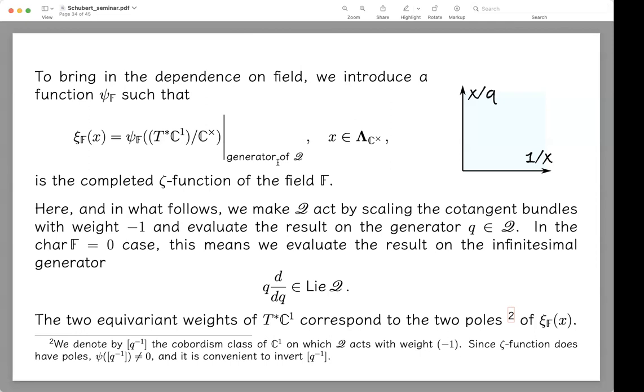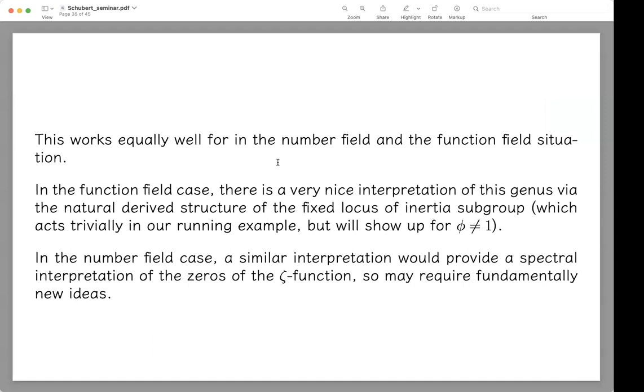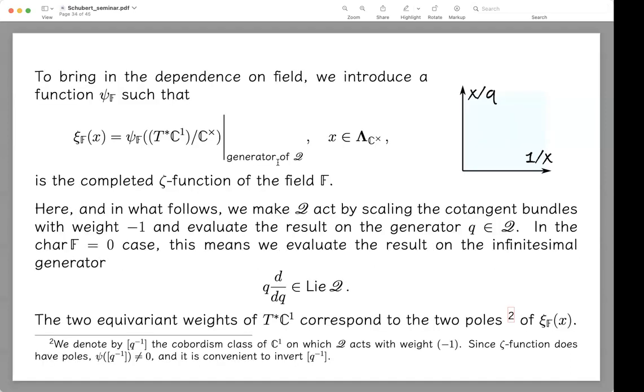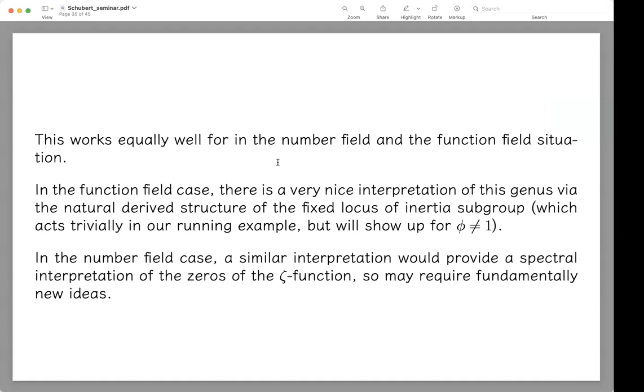And so now, right. There's a remark which I don't know if you're willing to accept now, or we can take it later. In the positive characteristic case, there's a very nice explanation of what this genus is in terms of some sort of derived scheme structure. Maybe I'll come back to this remark later in the talk.